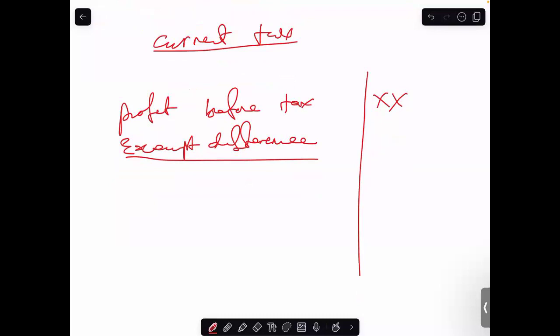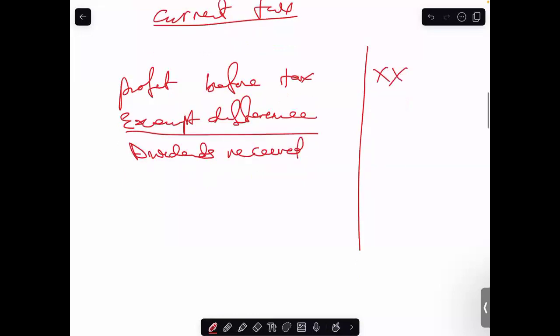You are now thinking of tax. You have to factor in tax. You are adjusting your profit before tax so that you get taxable income. Examples of non-taxable items or exempt items: we have dividends, that is dividends received.